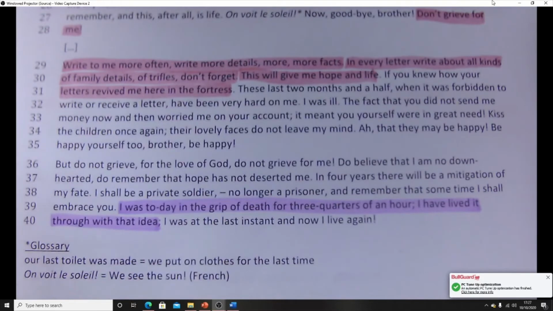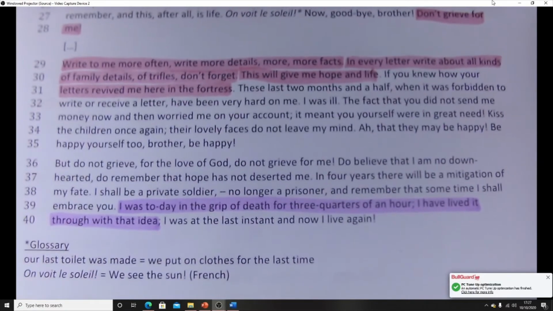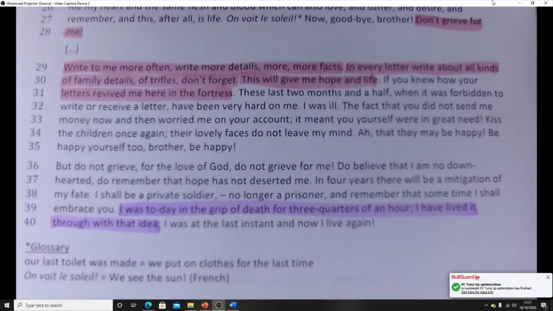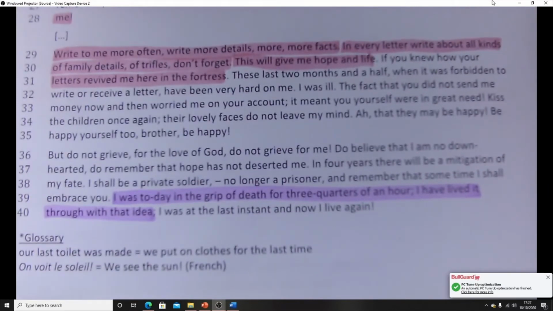These last 2 months and a half, when it was forbidden to write or receive a letter, have been very hard on me. I was ill. The fact that you did not send me money now and then worried me on your account. It meant you yourself were in great need. Kiss the children once again. Their lovely faces do not leave my mind.